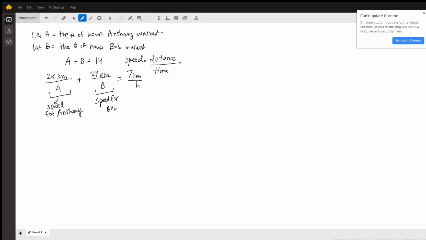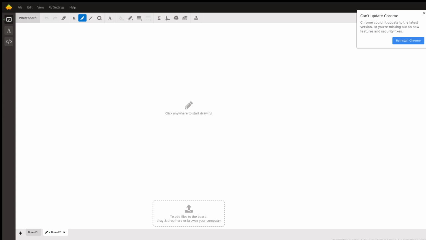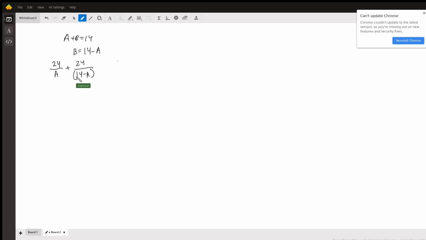Let me move on to a different board so we have more space. And so to solve the problem, we have those two equations and two different variables, but we want to have one and solve in terms of one variable. So for A plus B equals 14, I'll put it in terms of A, for example. It doesn't matter which one you pick, but you gotta stick with one variable. So we can solve for B, which is 14 minus A, and then plug that into the equation we had: 24 over A plus, instead of 24 over B, we're going to do 24 over 14 minus A, and we know that equals 7.